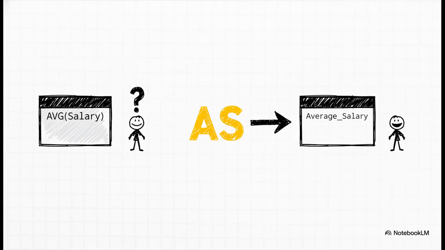One last little professional tip for this section. When you calculate an aggregate, the database might name the column something kind of ugly, like AVG(salary). To make your report actually readable for humans, always give it a clear, friendly name using the AS keyword. Writing AVG(salary) AS average_salary makes your final output immediately understandable to anyone who sees it. It's a small thing, but it makes a huge difference.